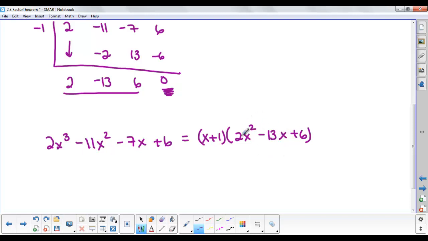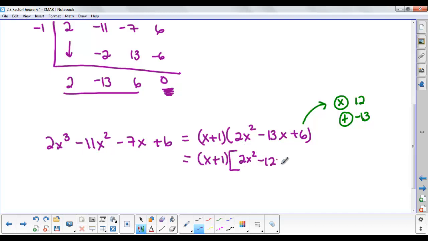Now, in this case, our quadratic here is a complex trinomial. So we're going to have to do some decomposition here. So this x plus 1 just goes along for the ride. And we want to think of two numbers that multiply to 12 and add to -13. Those two numbers end up being -12 and -1.